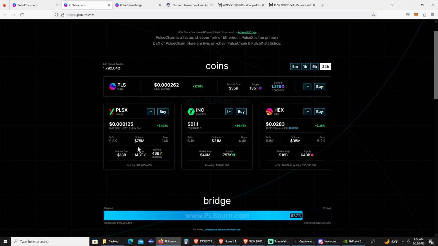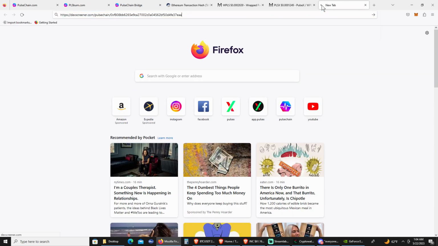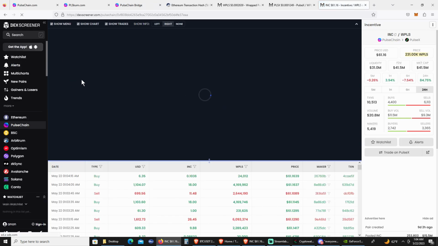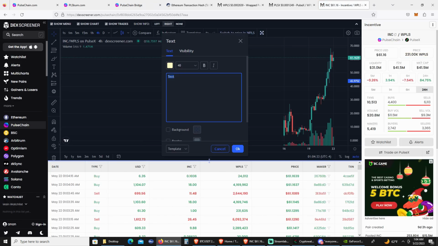But which one will go up in price faster? Well, the one that's burning more. We're burning a lot more. Now, they also have that incentive token, which is another interesting thing. Let's look at the incentive token chart real quick while we're waiting.